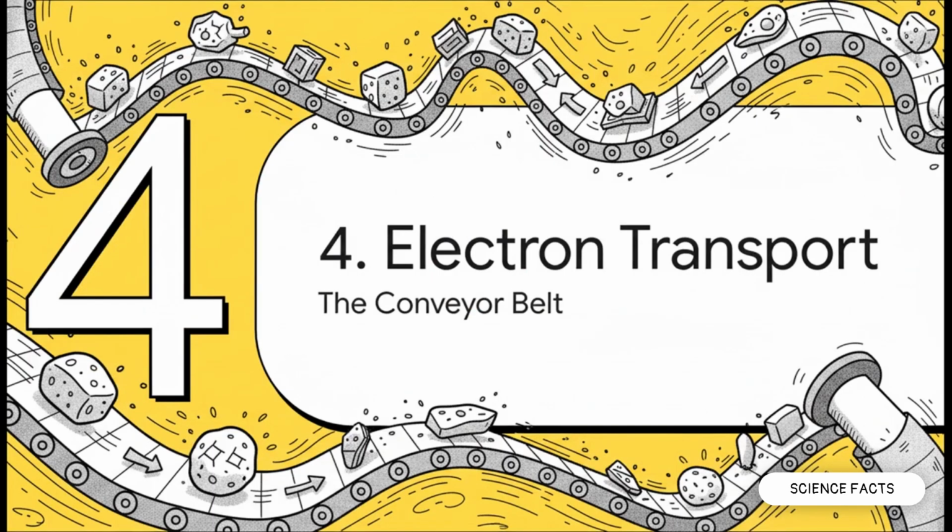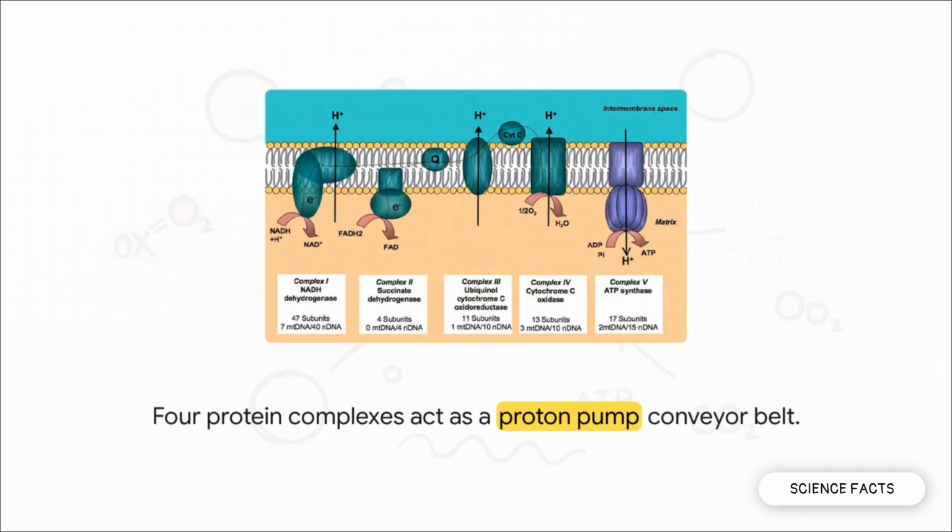Section 4. The Conveyor Belt Electron Transport Chain. And this brings us to the final, fastest, and frankly most amazing stage, oxidative phosphorylation. I want you to imagine this as an incredibly rapid, highly pressurized food delivery conveyor belt. We have 4 massive protein complexes embedded right into the inner mitochondrial membrane.